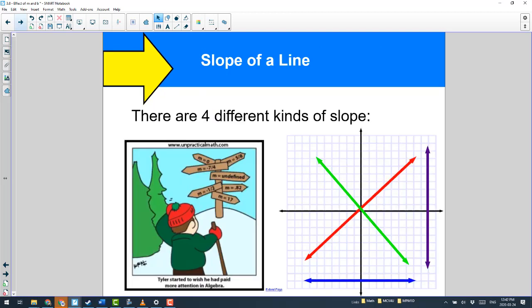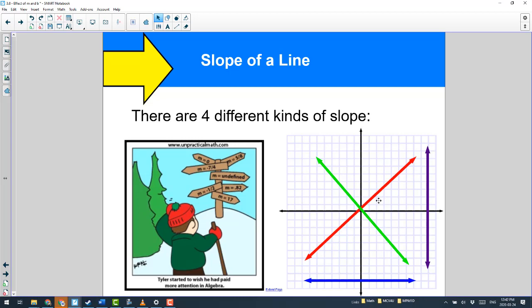Let's start with slope. When we're looking at the slope of a line, there are essentially four different lines we can have. We can have a positive slope, the red line here going up and to the right, or a negative slope, the green line going down and to the right. So positive is up and to the right, negative is down and to the right. That will be 98% of the lines that we cover in this course.